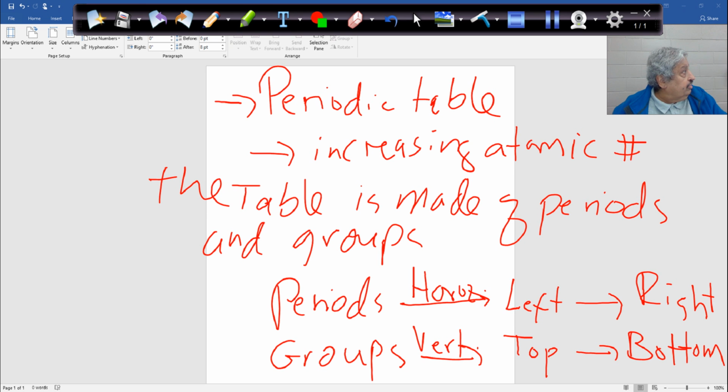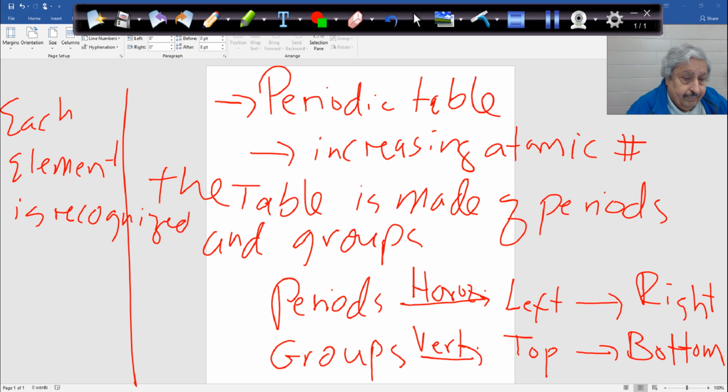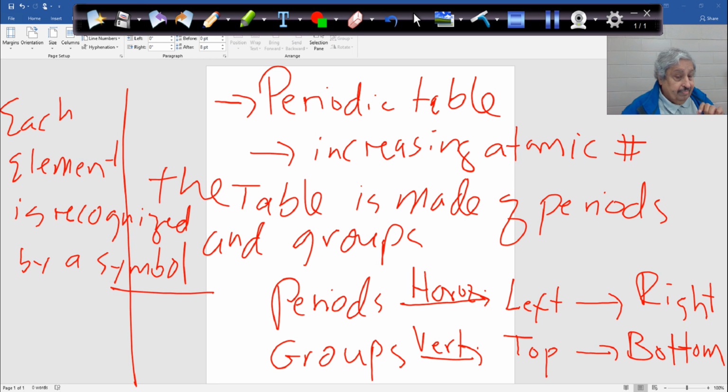Each element is recognized by a symbol. Now it does not have to represent the same pronunciation or the same name. It might be different, correct? A different symbol, by a symbol, not the name. We will not say a name, because sometimes the symbol does not match the name itself.